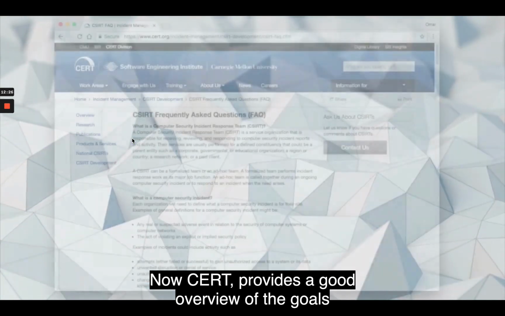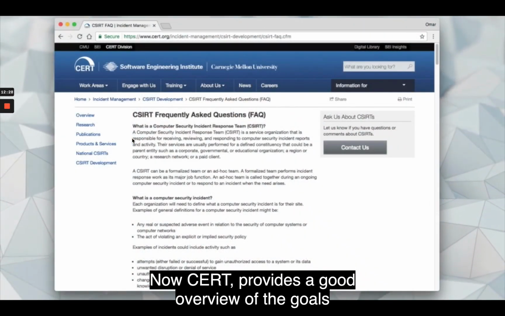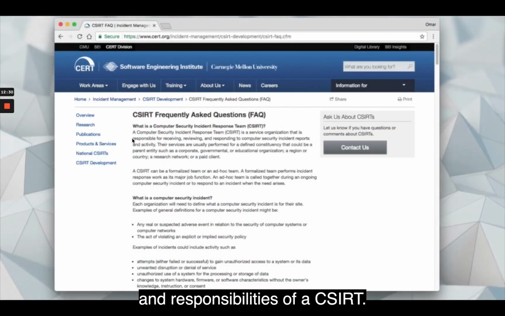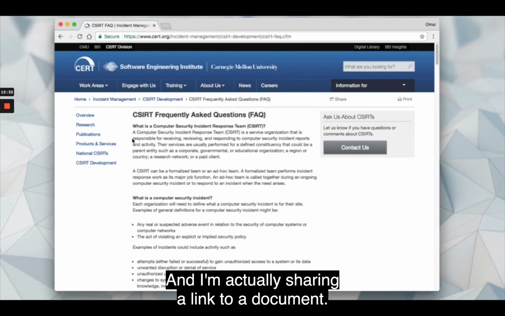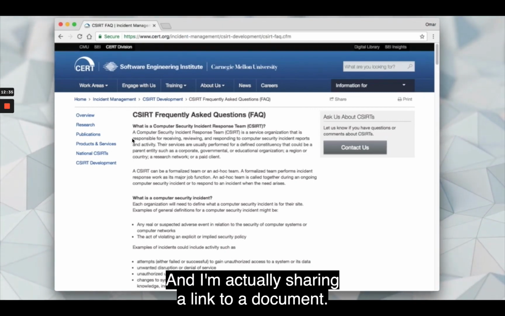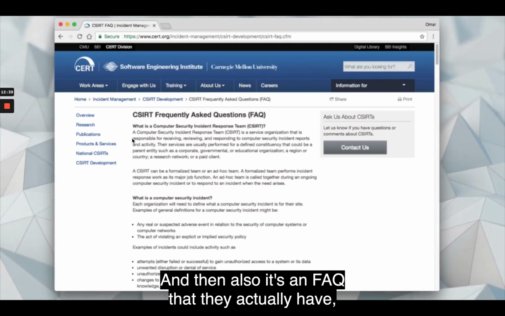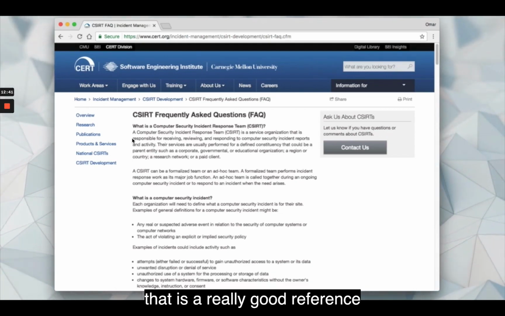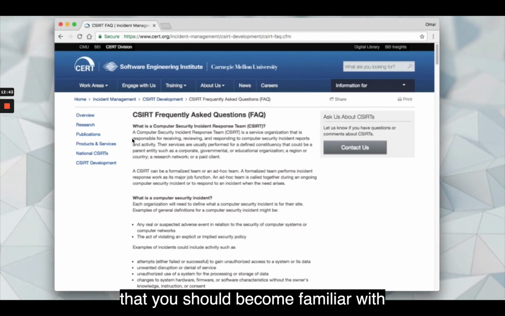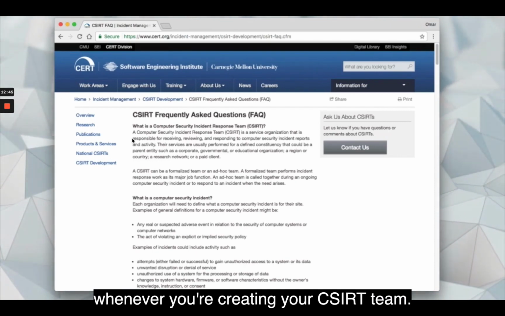Now, CERT provides a good overview of the goals and responsibilities of a CSIRT. I'm sharing a link to a document, and also an FAQ that they have, that is a really good reference that you should become familiar with whenever you're creating your CSIRT team.